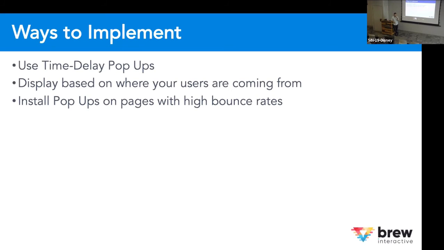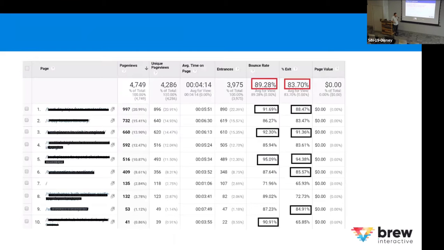Install pop-ups on pages with high bounce rates. That's something that, again, it's good to think about. So again, on GA, look at your average bounce rate. This screenshot here has a really high bounce rate, 89%. So do most of you guys know what the definition of bounce rate is? All of you guys? Okay, good. So you want to see what your average bounce rate is. If it's 89%, then you can single out pages with high bounce rate.